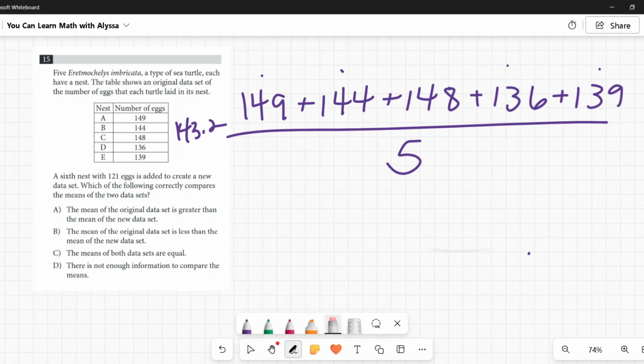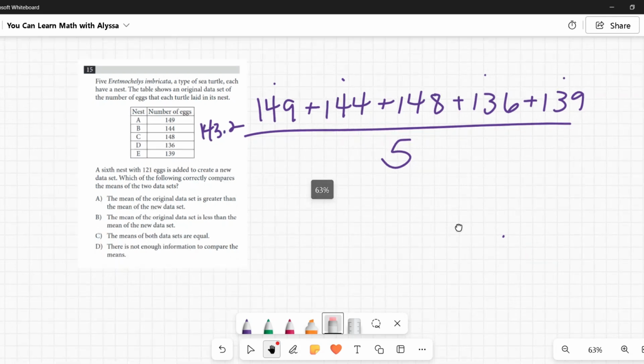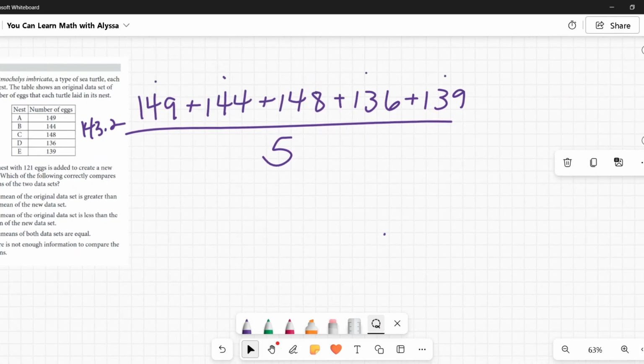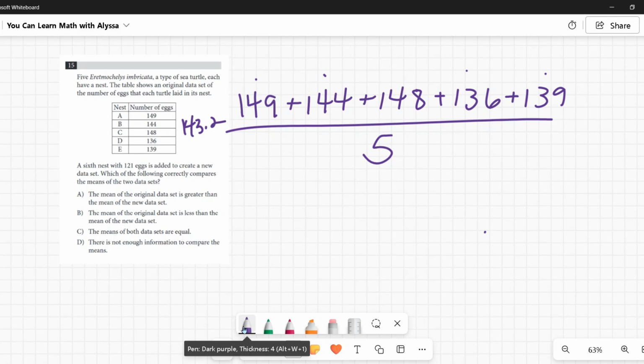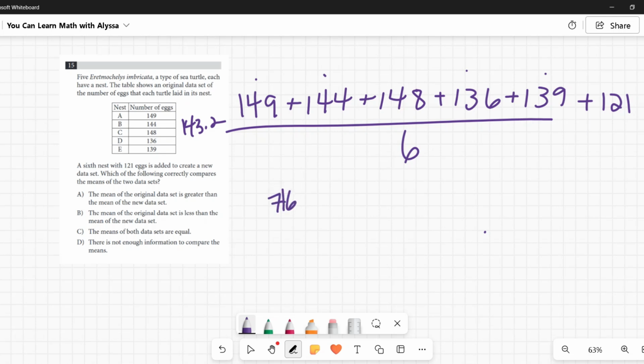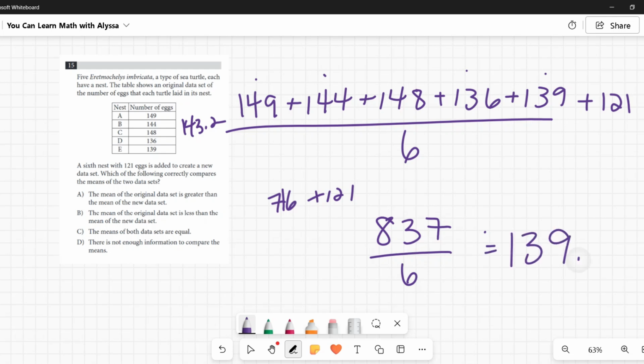Now, for the second data set, nothing has changed in those first 5 numbers. The only thing that's changed is we've added another data point, 121, and now we have 6 points. So I'll take that as a little shortcut, that 716 that I had from the previous one, and I'm going to add 121 to it. So that is 837 divided by 6, and I get 139.5. So now I have the means of the 2 data sets. This is data set 1, and this is data set 2.